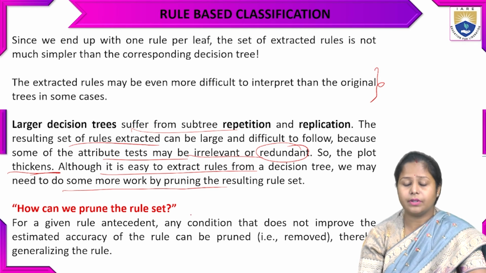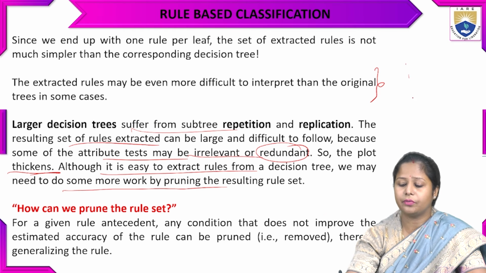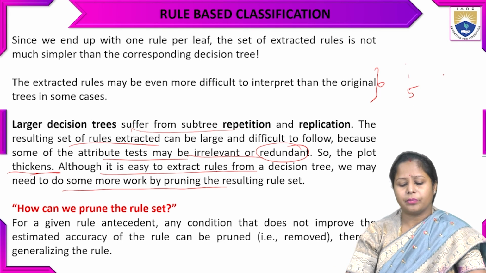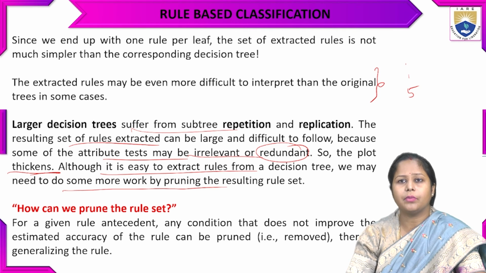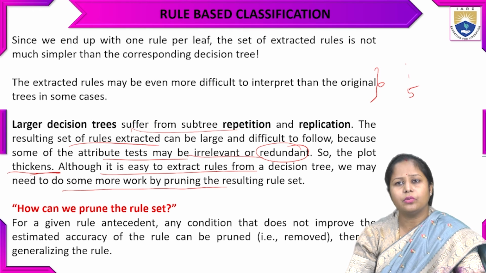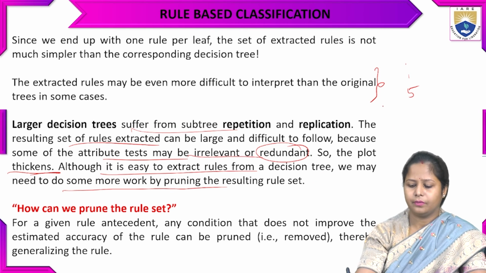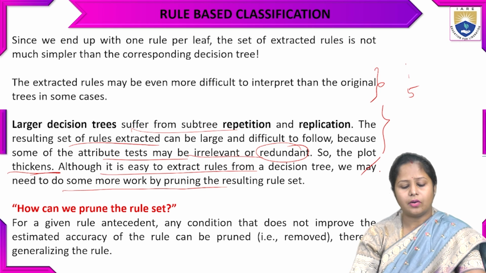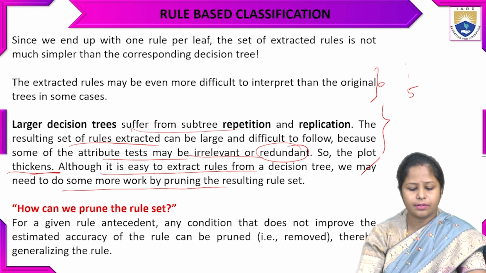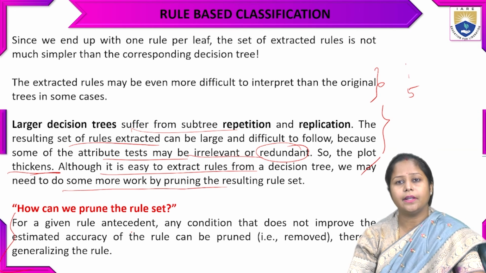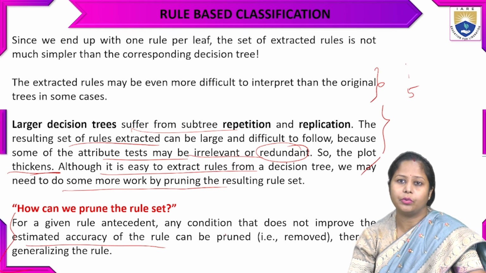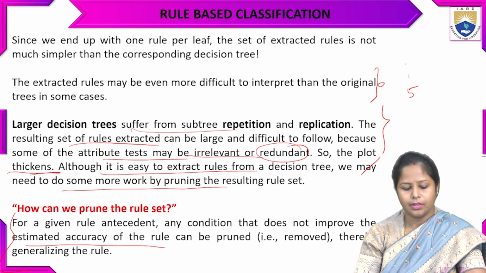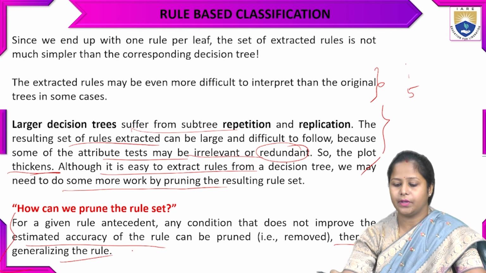Because we have got the set of rules, 5 rules, right? Although from that we have to write all the 5 rules every time. So we can also prune or remove some type of rules, and we will get a few rules for the result. That is always better. So how can we prune the rule set? For a given rule antecedent, any condition that does not improve the estimated accuracy of the rule can be pruned. That is, the condition is removed, thereby generating a rule, right?